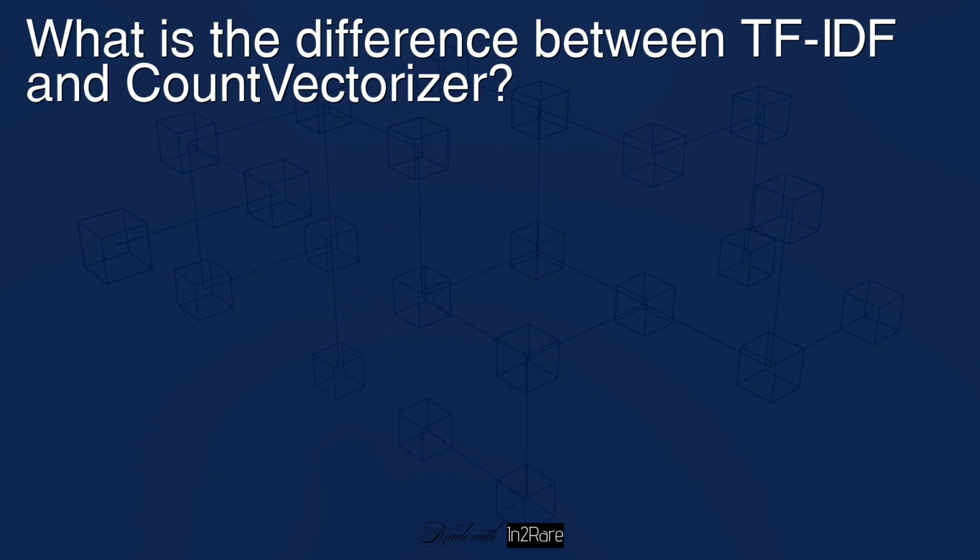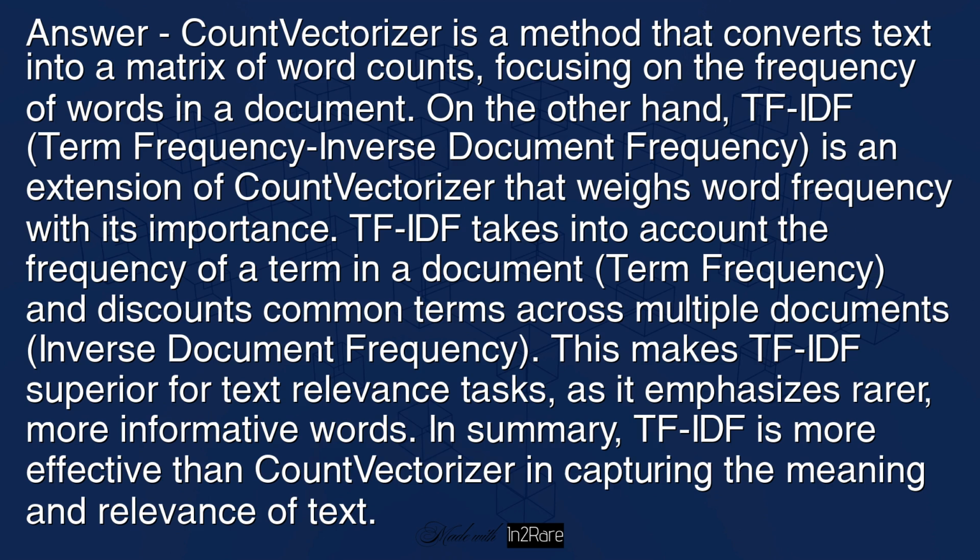What is the difference between TF-IDF and count vectorizer? Answer: Count vectorizer is a method that converts text into a matrix of word counts, focusing on the frequency of words in a document. On the other hand, TF-IDF (term frequency inverse document frequency) is an extension of count vectorizer that weighs word frequency with its importance.